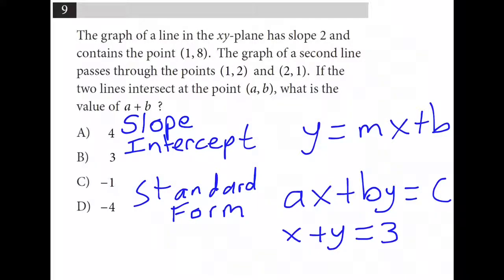Thus, we can write the equation as x plus y is equal to 3. And this point AB is on the second line, since it's where the two lines intersect. So therefore, A plus B, which would be the values of x and y on that line, are also going to be equal to 3. And we could find our answer that way.